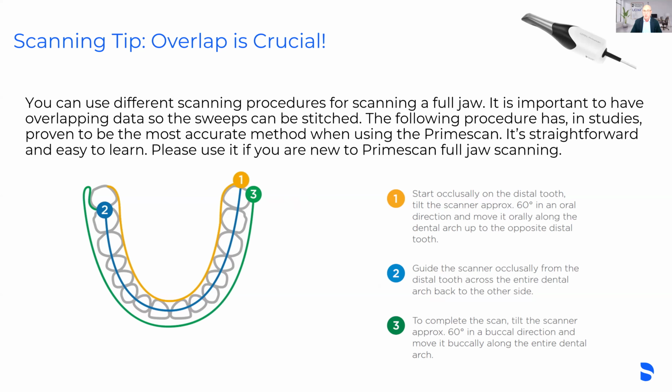So you can use different scan procedures for scanning a full jaw. The ones that I showed you are the most efficient, and those are the ones that are going to be the fastest scanning. But there is typically no set scan procedure. You can start pretty much anywhere within the mouth as long as you have the overlapping so that Prime Scan knows where to stitch together the anatomy. That way you will get the accuracy that you need. If you're brand new to Prime Scan, I recommend following this scan strategy. If you're a tenured user, you know what technique works for you for the best outcomes or for the fastest outcomes.